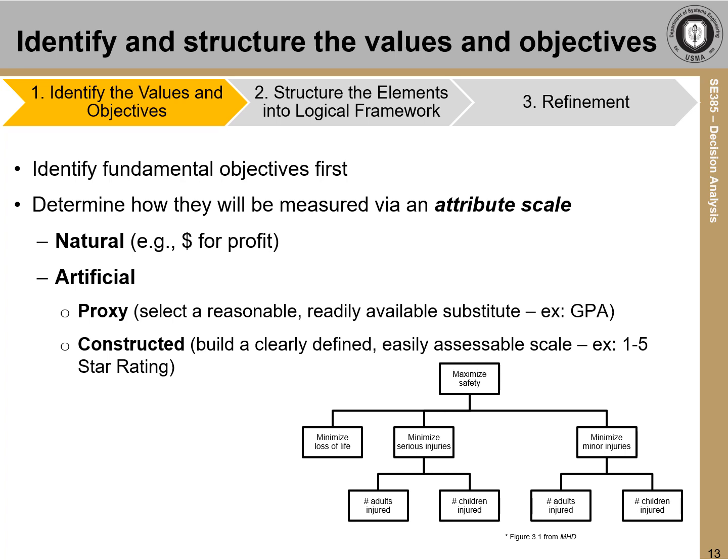Now, however, more often than not, you have to use an artificial scale. And there's two types that we consider. The first is proxy. A proxy scale is a reasonable, readily available substitute. For example, if we're looking at academic performance, we often use GPA as a proxy artificial scale for capturing your academic performance. However, sometimes things aren't that clean and you have to use what's called a constructed scale. A constructed scale is basically a user-defined scale where you set values in there, say 1 to 5, for how well each of your alternatives performs meeting a certain objective.